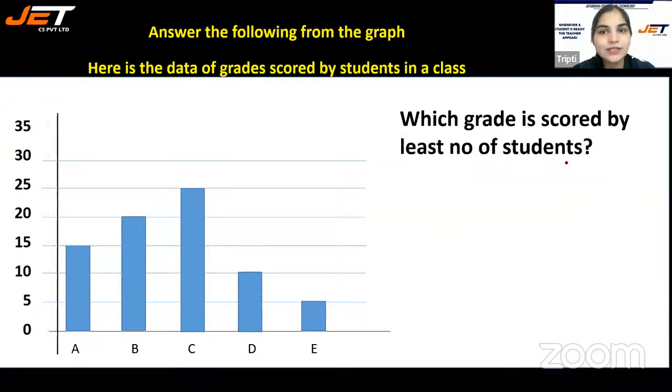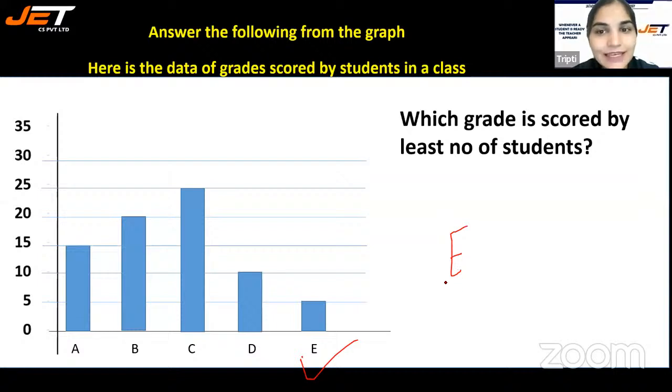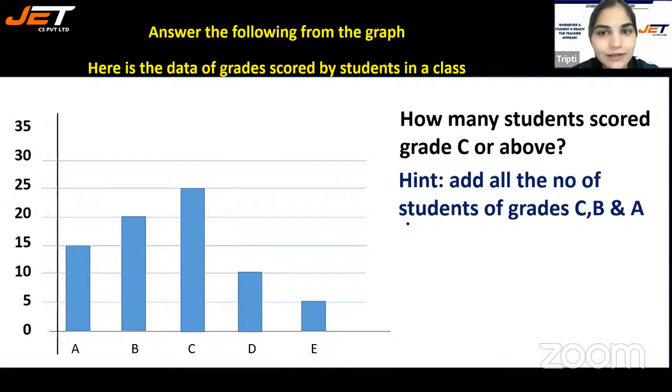Next, which grade is scored by the least number of students? Come on, come on. Least. So grade E, correct. E is scored by the least number of students.